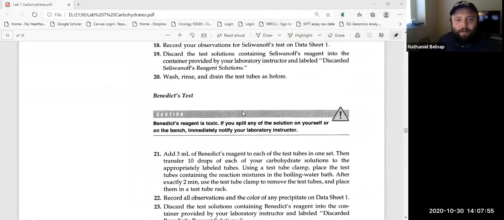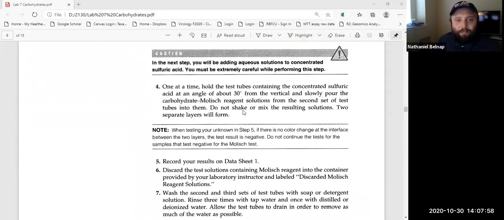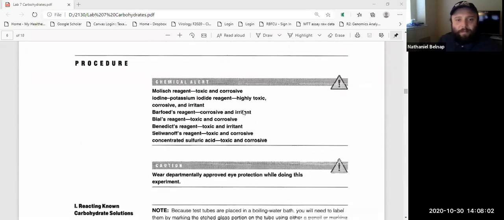All right, and another thing I want to talk about with you guys are just some of the hazards of the lab. Like the Molisch reagent is a toxin and corrosive. The iodine potassium iodide reagent is highly toxic, corrosive, and an irritant. The Barfoed's reagent is corrosive and an irritant. Bial's is toxic and corrosive. Benedict's toxic and irritant. Seliwanoff's toxic and corrosive. Just assume anything that's not like hexane or ethanol. Even those might be harmful to you for long-term exposure, like direct contact on your skin. But all these are always going to be something that's not fun to play around with, especially the iodide reagent.